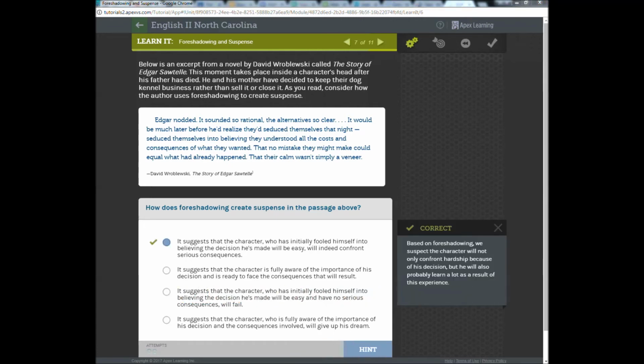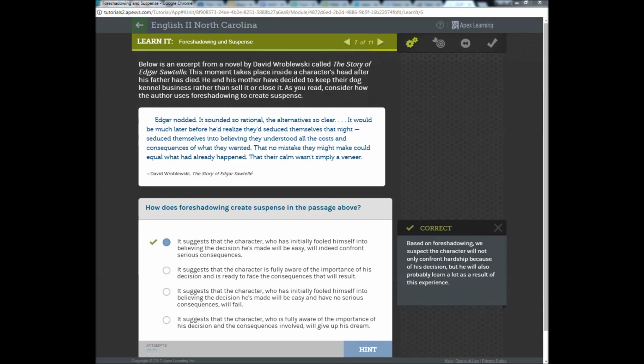It sounded so rational, the alternative so clear. So he nodded. It would be much later before he realized they seduced themselves that night, seduced themselves into believing they understood all the costs and consequences of what they wanted.